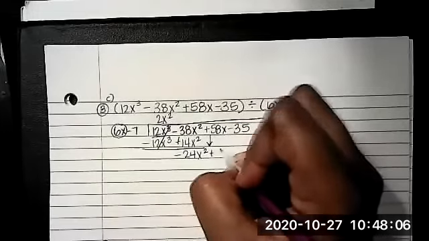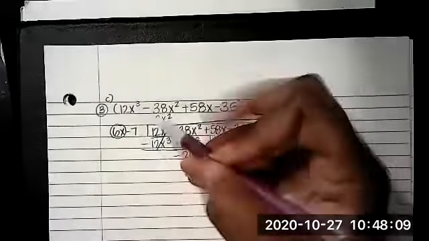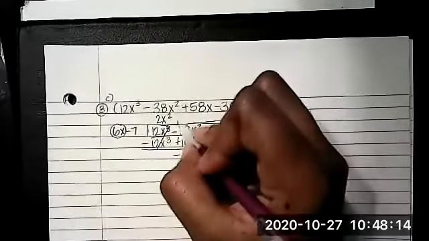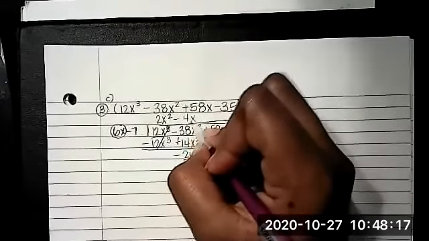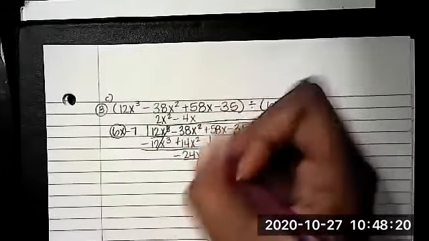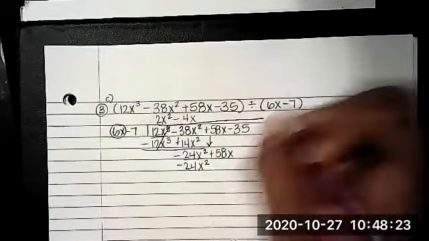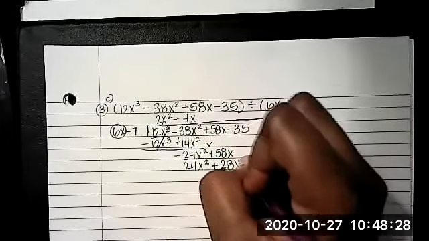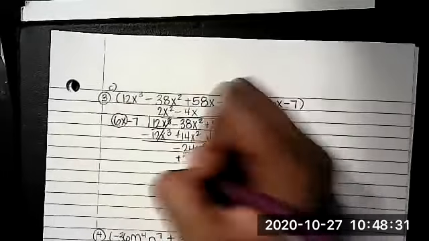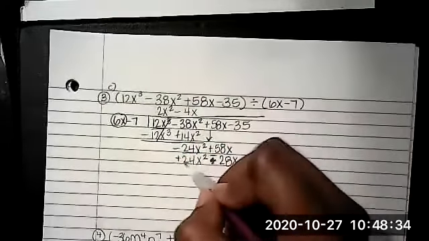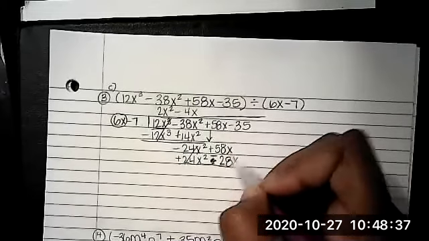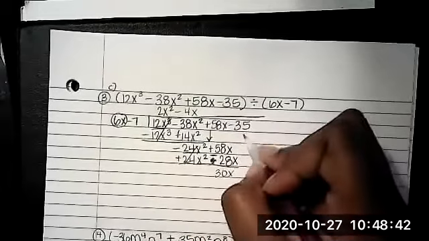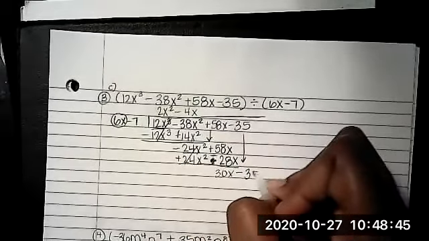Bring down that plus 58x. Now, what do we have to multiply by 6x that'll give us negative 24x squared? I know it's going to be a negative 4x. Negative 4x times 6x is negative 24x squared, just like we wanted. And negative 4 times negative 7 is positive 28x. Change the sign, make that negative. This now cancels out. That becomes 58 minus 28. 58x minus 28x looks like it's 30x. Don't forget to bring down that negative 35.